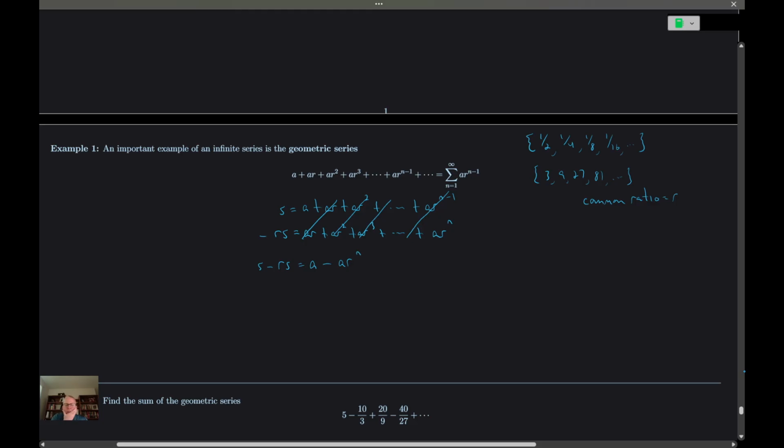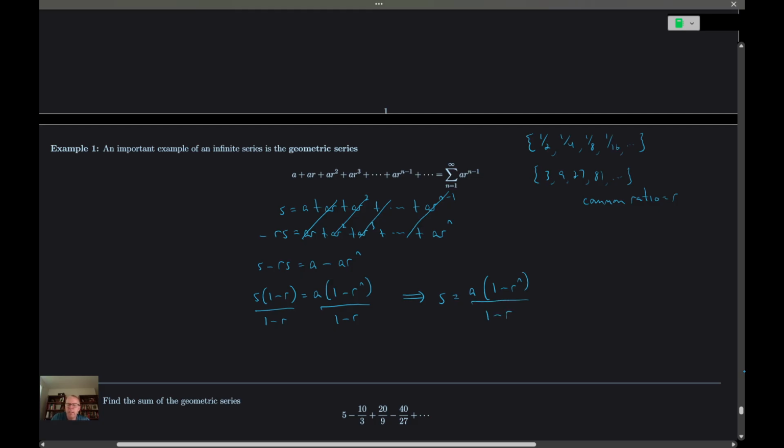Okay, so now let's see if we can solve this for S. So let's factor out the S. We get S times 1 minus R. We can factor out an A over here. That's just going to make the formula look a little nicer when we're done. And then we'll divide by 1 minus R. So we get that S equals A times 1 minus R to the n over 1 minus R.